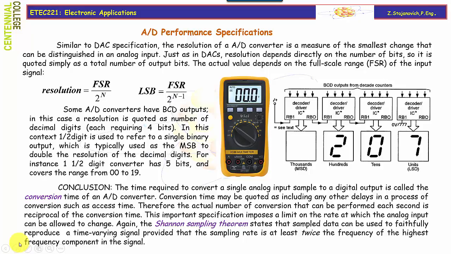Again, the Shannon sampling theorem states that the sampled data can be used to faithfully reproduce a time-varying signal, provided that the sampling rate is at least twice the frequency of the highest frequency component in the signal.